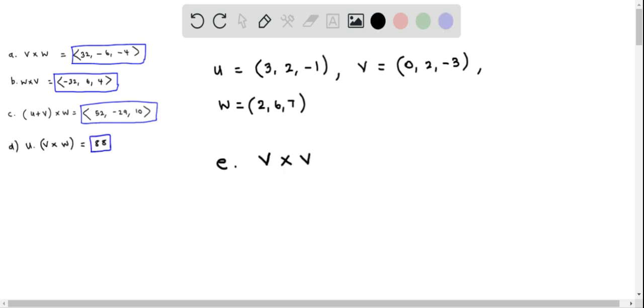In part E, we find v cross v, and this equals 0. This is according to the cross product rule. That is, if we cross a vector with itself, this equals 0. So here we cross v vector with itself, so it is 0.